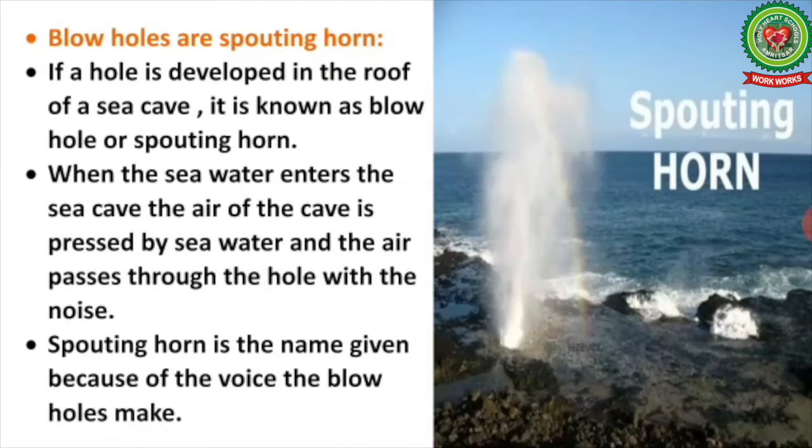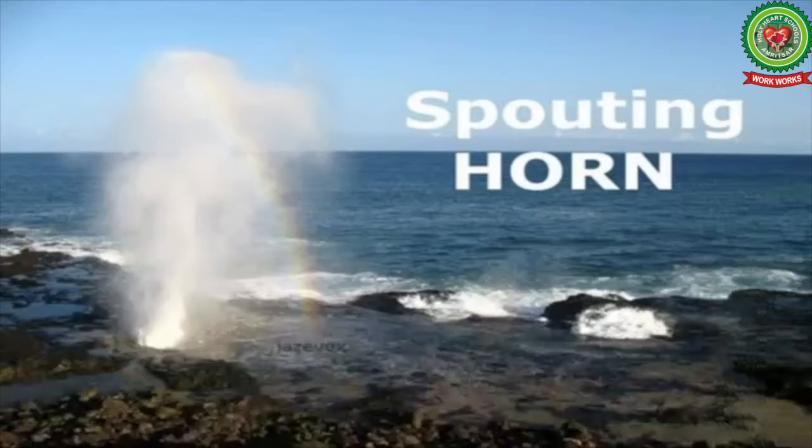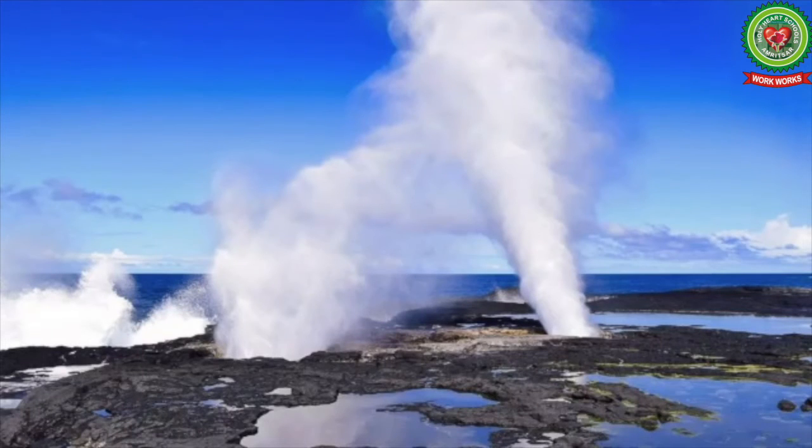Blowholes or spouting horn. If a hole is developed in the roof of a sea cave, it is also known as a blowhole or spouting horn. When the seawater enters the sea cave, the air of the cave is pressed by the seawater and the air passes through the hole with a noise. Spouting horn is the name given because of the voice the blowholes make.